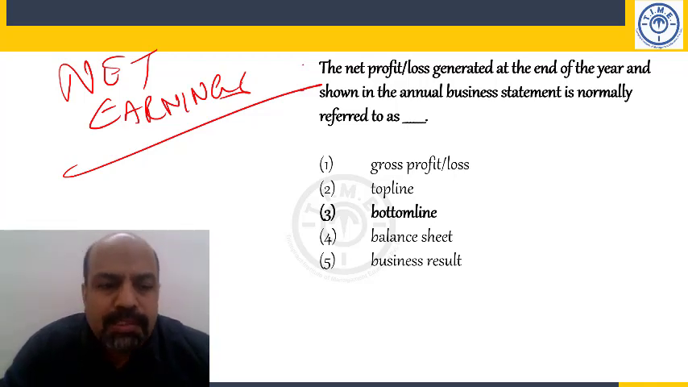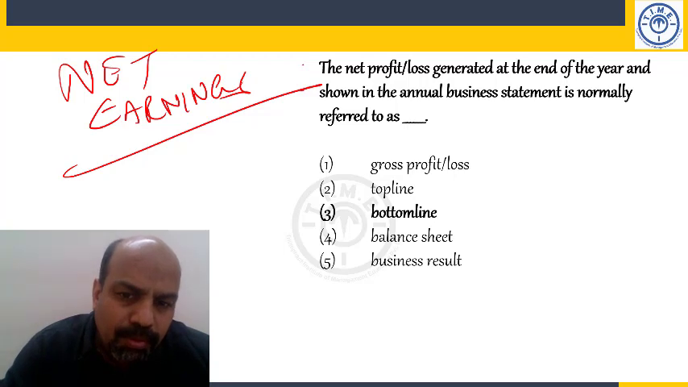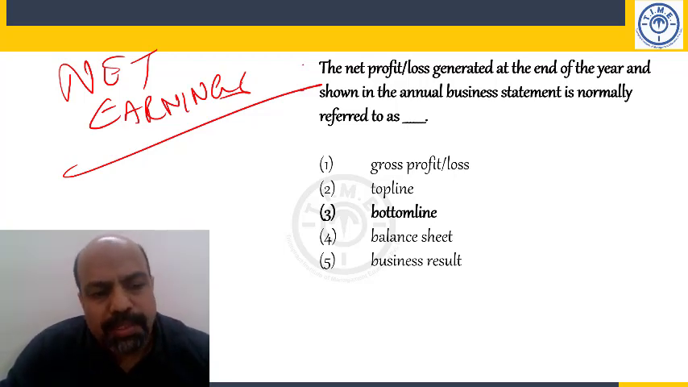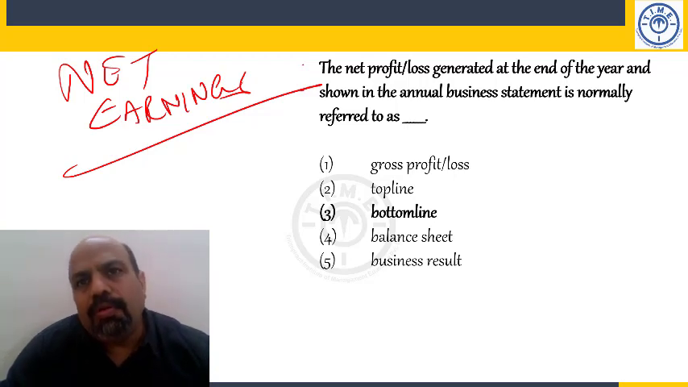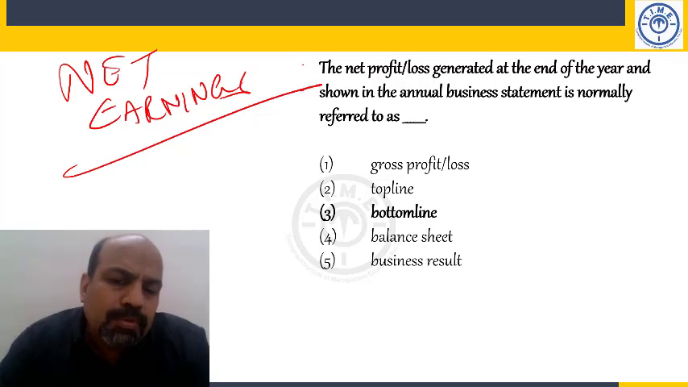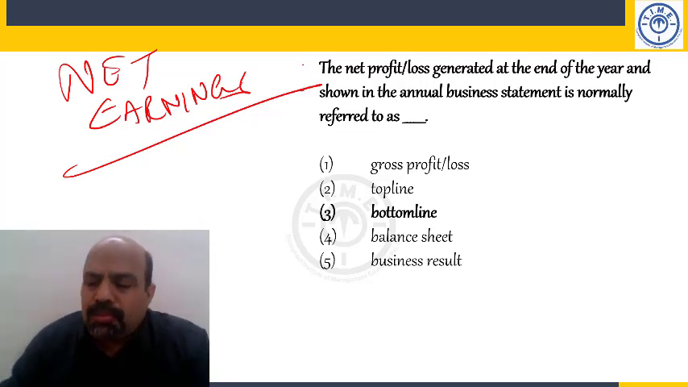Top line, also called total revenue earned.